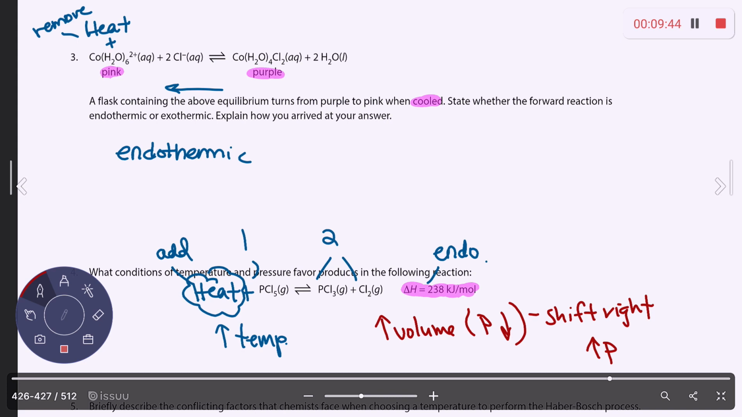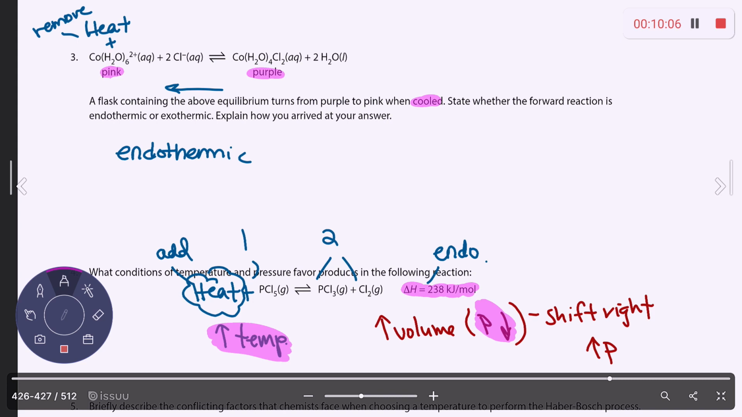Okay, so high temp and then low pressure are this right here and this right here. Those are the conditions that you would want to produce as much product as possible. Okay. And then we're skipping number 5 and we're going to number 6.